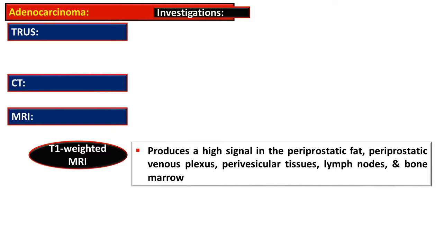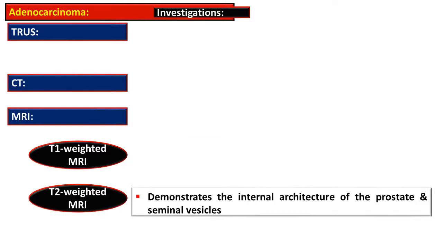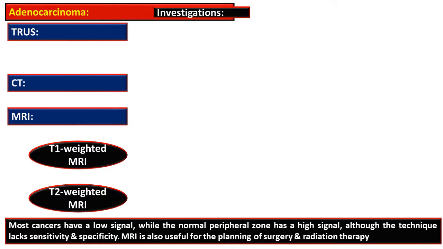The T1 weighted MRI produces high signal in periprostatic fat, periprostatic venous plexus, perivascular tissue, lymph node and bone marrow, while T2 weighted MRI demonstrates the internal architecture of the prostate and seminal vesicles. Most cancers have a low signal, while the normal peripheral zone has a high signal. Although the technique lacks sensitivity and specificity, MRI is useful for planning of surgery and for radiation therapy also.